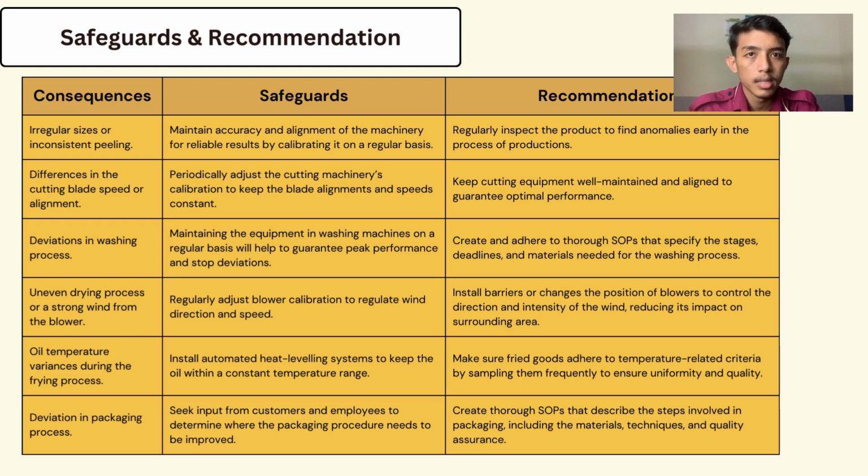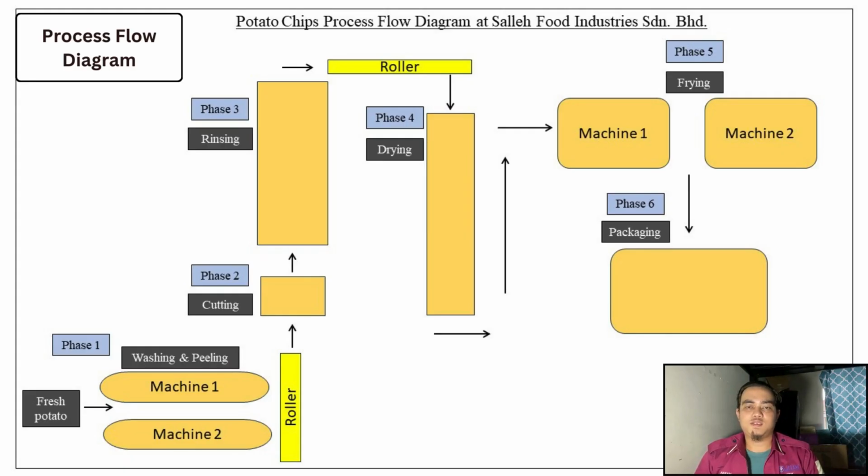The safeguard is to seek input from customers and employees to determine where the packaging procedures need to be improved. And for the recommendation, create thorough SOPs that describe the steps involved in packaging, including the materials, technique, and quality assurance. So this is the process flow diagram for potatoes production at Saleh Food Industries.